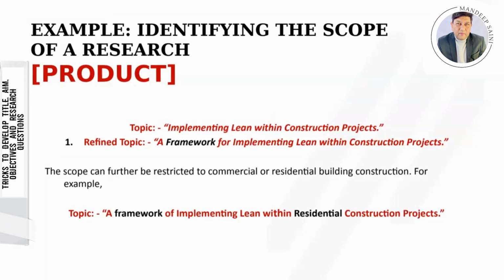So when somebody is browsing, when you do research online, Google Scholar or the library site or any other journal, that is what you look for, the title. And that gives the idea to you and other readers that this is the relevant piece of literature for you. So we are coming up with a title. We are looking at the framework for implementing lean within residential construction projects. So this title looks much better to me.